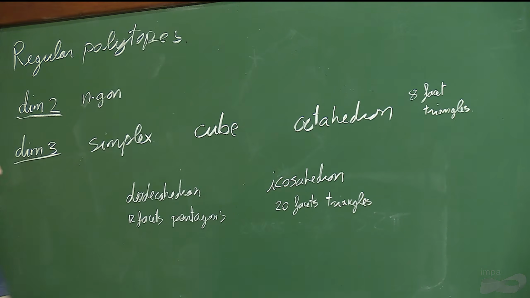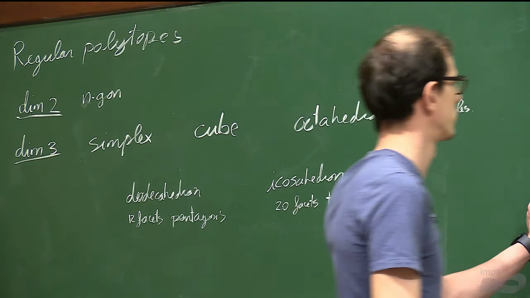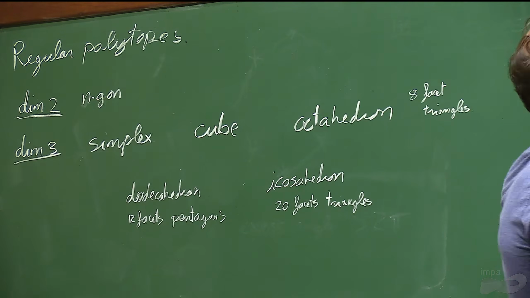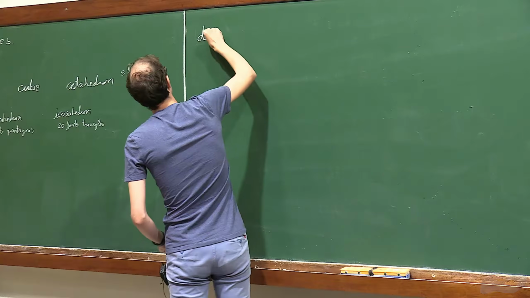So in general, before I talk about dimension 4, in every dimension there are at least 3: the simplex, the hypercube, and the octahedron. How do we know this?